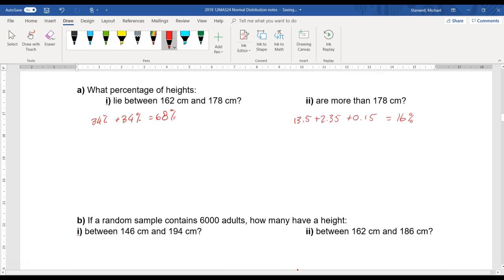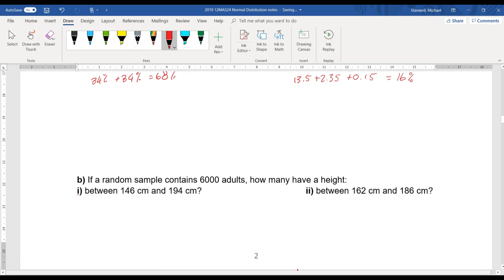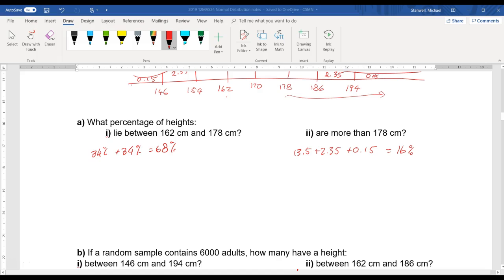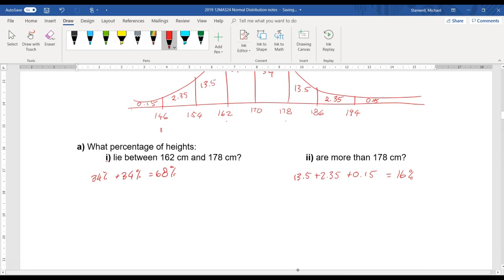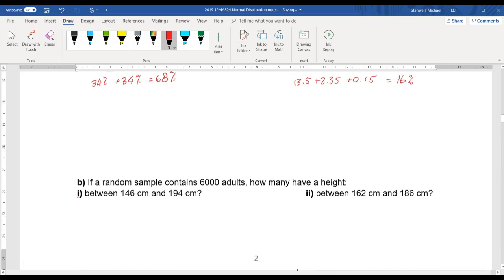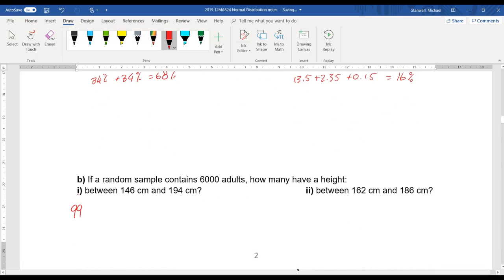Now, if a random sample of this data set has 6,000 adults, how many have a height between 146 and 194? We're complicating it a little bit, but not too much. 146 to 194, and that's from here to here. Now I could add those together, or in fact I can see that's my 99.7. So I want 99.7% of 6,000.